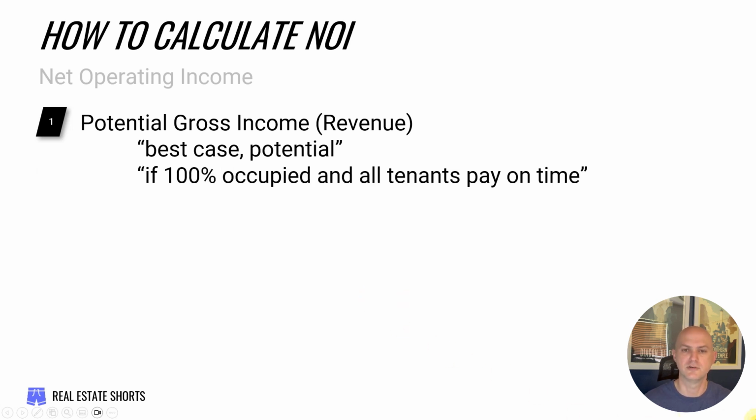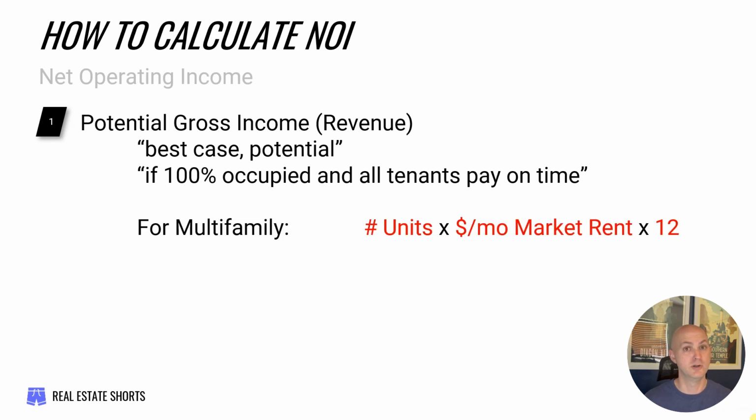So let's dive deep into each one of them for a minute. So first is potential gross income, or sometimes potential gross revenue. This is a reference to the best case potential, hence the name, income or revenue that you can generate. And so if we think about all of your space being occupied and all of your tenants paying on time, that's the best case source of all revenue that you can collect. So for multifamily properties, for example, we'll take all of our units, multiply it by the rent that we think we can collect, times 12, because oftentimes in multifamily, they pay on a monthly basis.